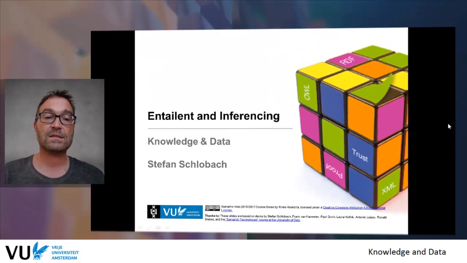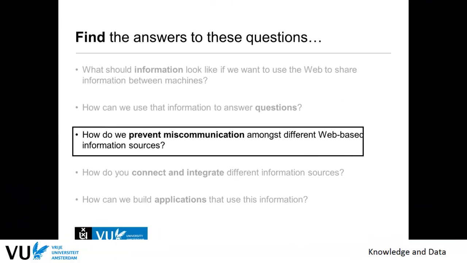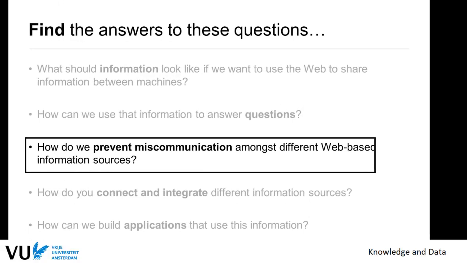And obviously, this is strongly related to the notion of semantics that we discussed in the last two modules, and the notion of entailment specifically. So remember that we have five answers to find in this course for specific questions. The first one is, what should information look like if we want to use the web to share information between machines? And the answer to this was basically given in the first 2 weeks, that knowledge graphs are very useful formalisms, and RDF is a good way to formalize this on machines. The second question is, how can we use that information to answer questions? And SPARQL was an answer to this question.